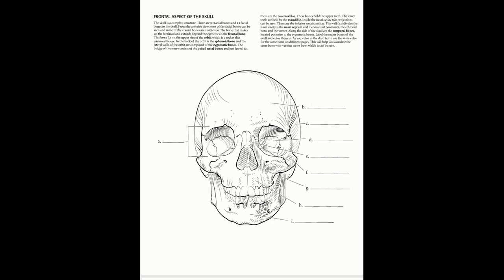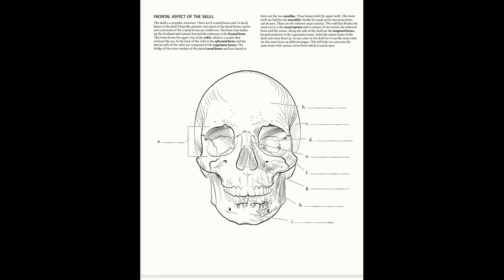I highly recommend that you write the label in one color and the description in another color, just to help studying go a little easier. I know it's a lot on the diagrams, but we will have a chance to work with the skulls in class, and that will also help with this whole learning process. All right. That being said, let's go ahead and dive into the frontal aspect.